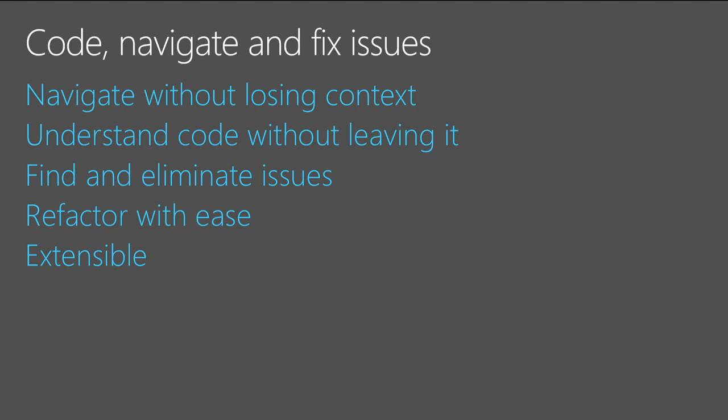Then I showed you the new light bulb. So Control Dot is the way to get to the light bulb so that you can find and fix errors in your code a lot easier. And then we went through some refactoring, how you can let the IDE take some of that strain off of your refactoring. And then lastly, we talked a little bit about the extensibility there. So if you want to learn a little bit more about those analyzers, you can go to Dustin's talk tomorrow morning at 9 o'clock.